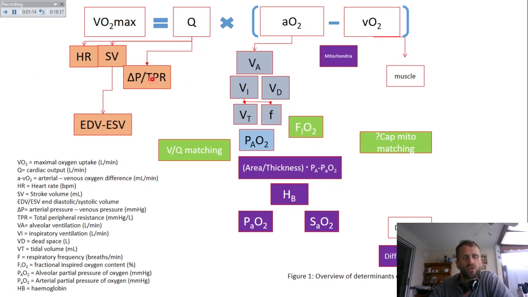So they kind of work in concert with one another, but I've just put it in there because it's well worth considering that you can't just increase cardiac output by increasing heart rate or stroke volume. It has to work in concert with a change in the vascular system as well.